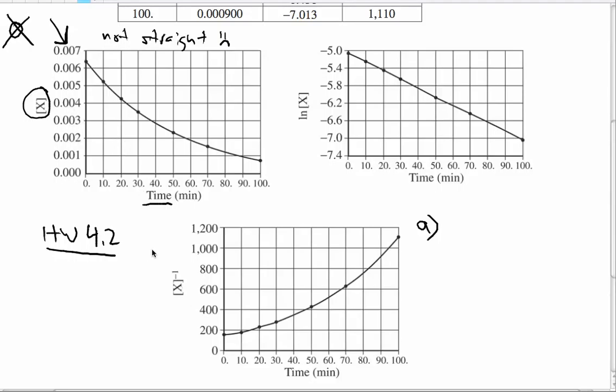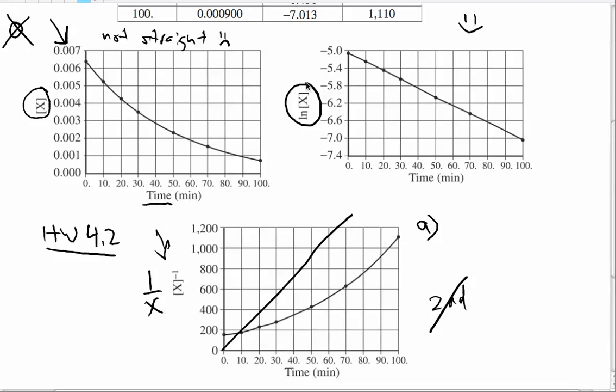So let's look down here at this bottom graph. Here we have 1 over x, and this is not straight either. If this was straight, we know that that would be second order. That's not straight. So here is our straight graph, and we notice that in order to straighten it out, the axis is ln of x versus time.